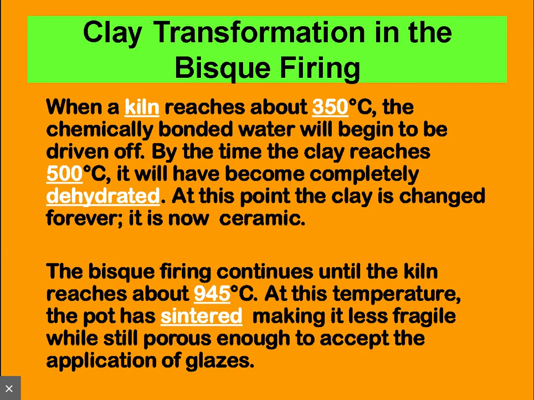Clay transformation in the bisque firing. When a kiln reaches about 350 degrees Celsius, the chemically bonded water will begin to be driven off. By the time the clay reaches 500 degrees Celsius, it will have become completely dehydrated. At this point, the clay is changed forever. It is now ceramic. The bisque firing continues until the kiln reaches about 945 degrees Celsius. At this temperature, the pot has sintered, making it less fragile while still porous enough to accept the application of glazes.